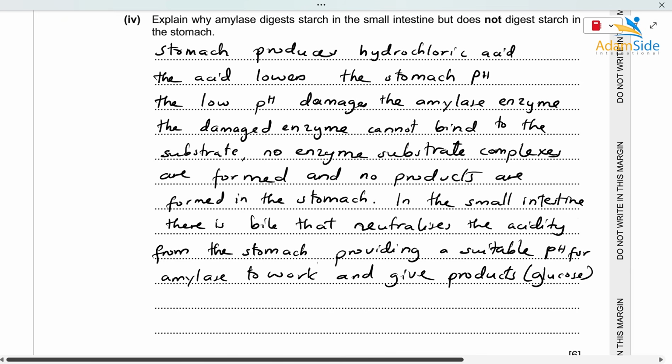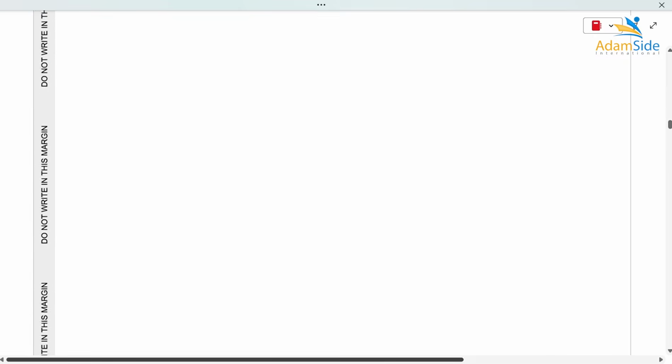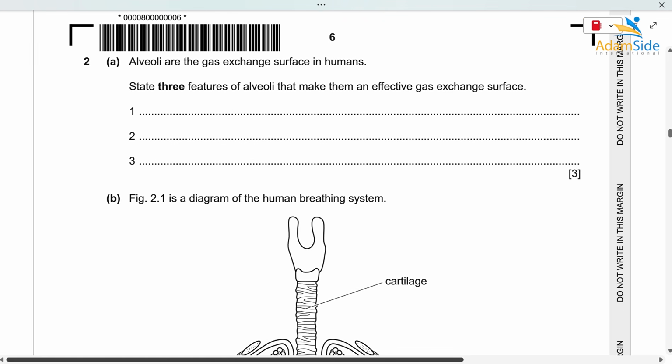All right, so those are the reasons why amylase does not work in the stomach, but it works in the small intestine. We move to the next question. It says here, alveoli are gas exchange surfaces in humans. State 3 features of alveoli that make them effective in gas exchange. As they are part of the gas exchange system, they possess the features found within gas exchange surfaces. So what are these features?